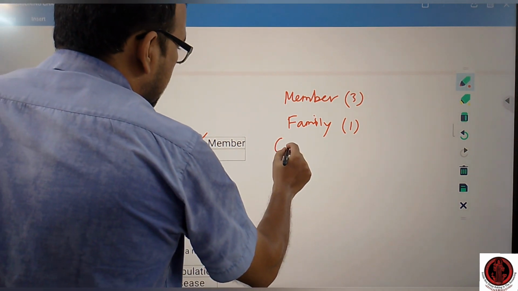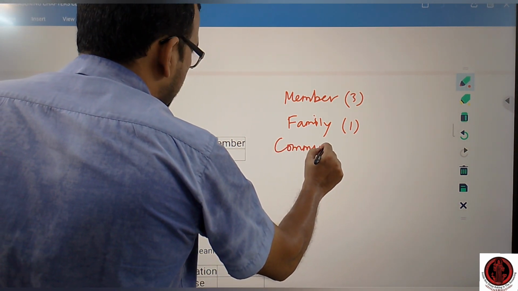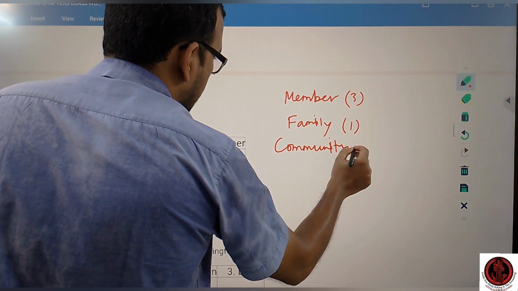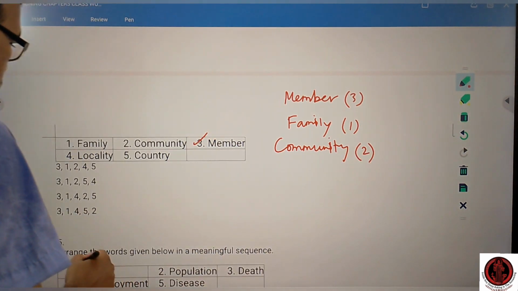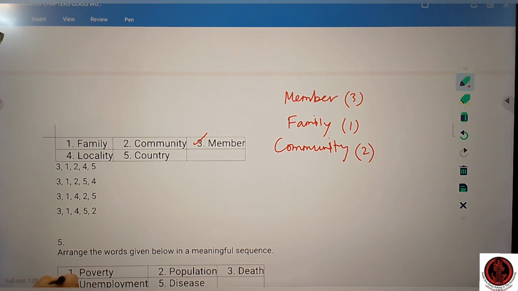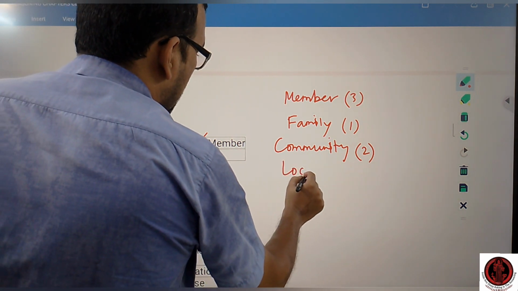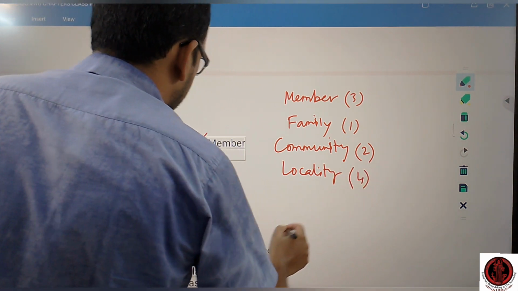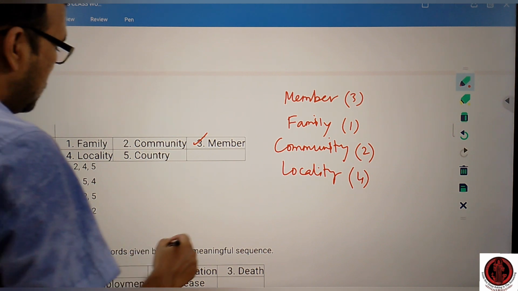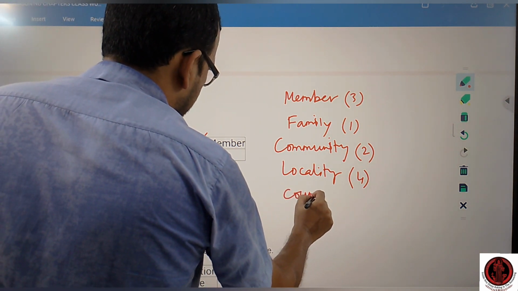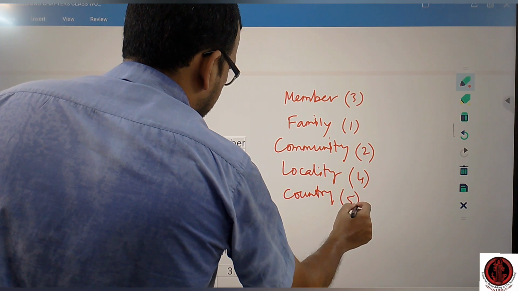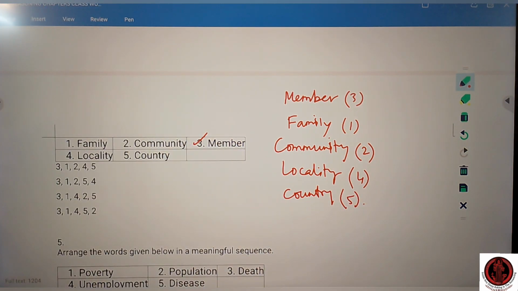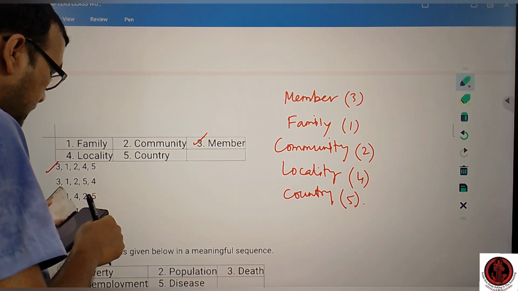Group of family means community, that is number 2. Group of community means locality, that is number 4. And group of locality means country, that is number 5. So the answer is 3 1 2 4 5. Option A is the answer. Okay.